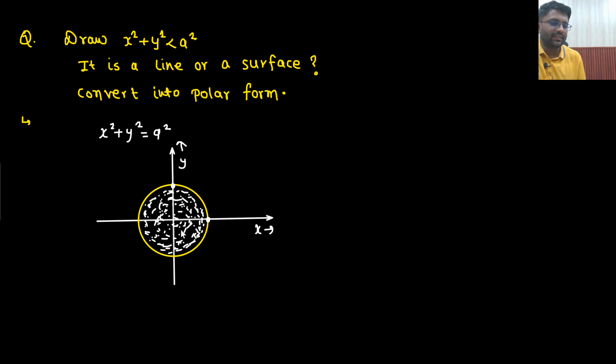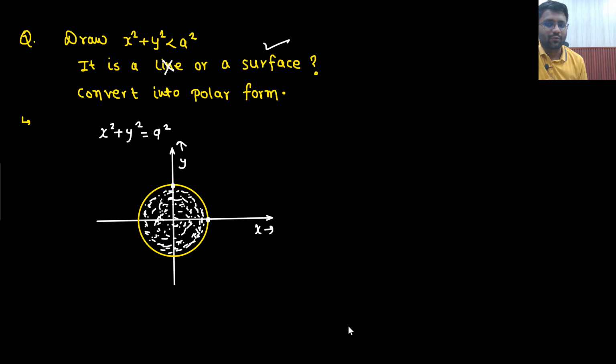And how it is the inner surface area, that is completely understandable. Just put 0, 0 here. It is satisfying the equation. That means inner area would be included, outer area will not be included. Right? So is it a line or a surface? It is a surface. It is not a line.